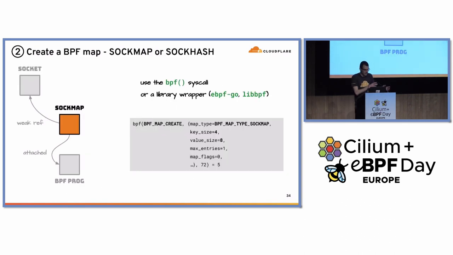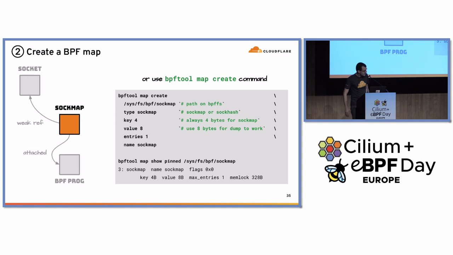Right, once we have a socket, then we need to create our BPF map that is going to be populated with references to the sockets. To create a BPF map, we just do it like for any other BPF map, either directly using the BPF syscall or, more probably, using a library wrapper of our choice, like ebpf-go that Cilium uses, or maybe libbpf, the reference implementation of a BPF wrapper library. Or you can create it from the command line as well. That's what I use for experimenting.